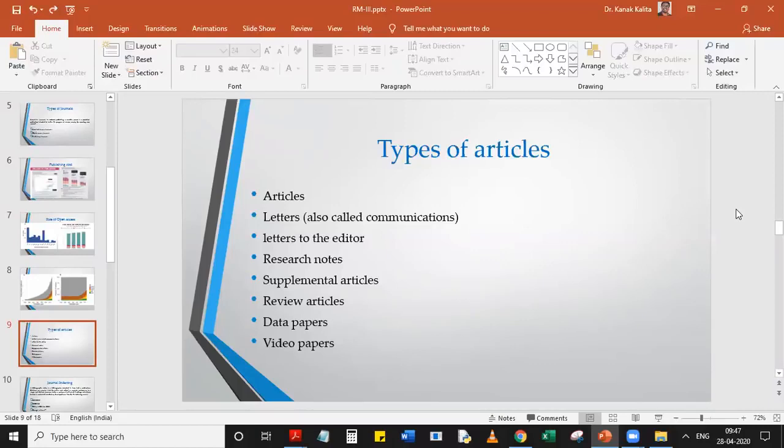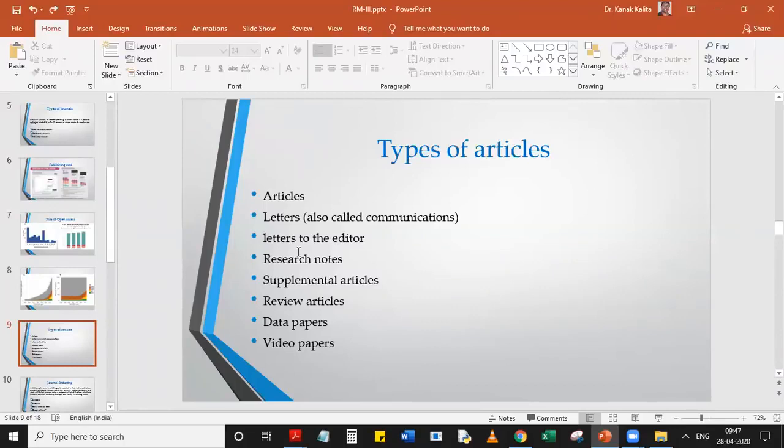You want to publish it, and you want to make it available to the readers as soon as possible. So these are generally the letters. Letters are generally very concise in nature. These are something that is active research that you are doing, and you just immediately want to put it out to the world for others to read. So these are the letters.